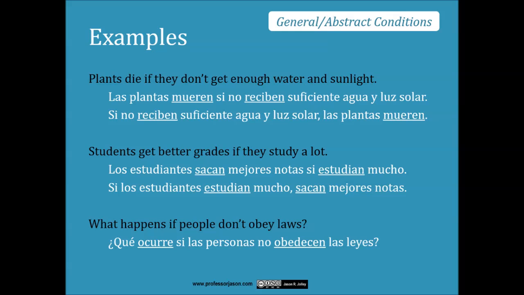Students get better grades if they study a lot. Just a general principle expressed as an if-then statement. Not referring to your students, my students, those students. Los estudiantes sacan mejores notas si estudian mucho. Si los estudiantes estudian mucho, sacan mejores notas. Or phrased as a question, right? What happens if people don't obey laws? Just kind of a philosophical, universal kind of question. ¿Qué ocurre si las personas no obedecen las leyes?